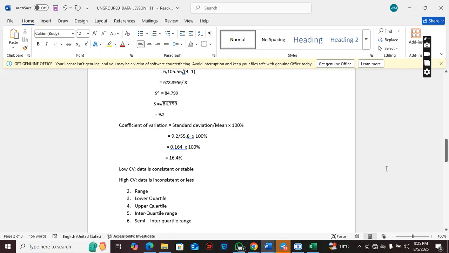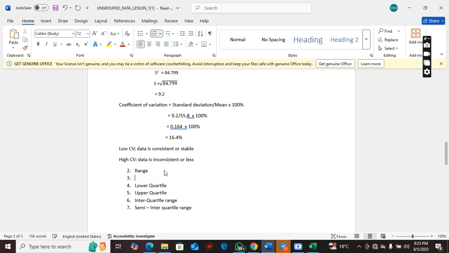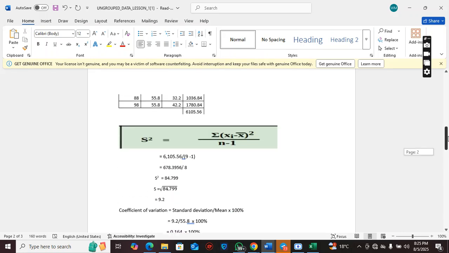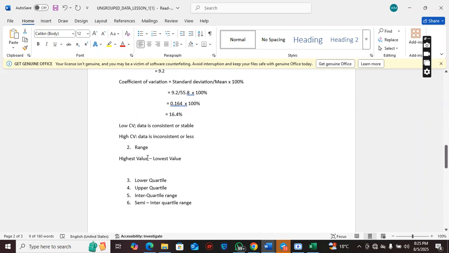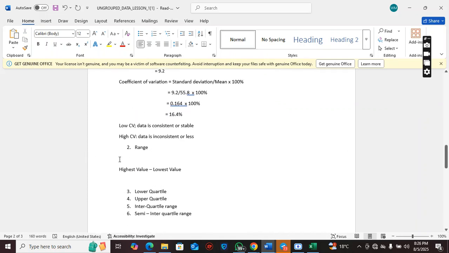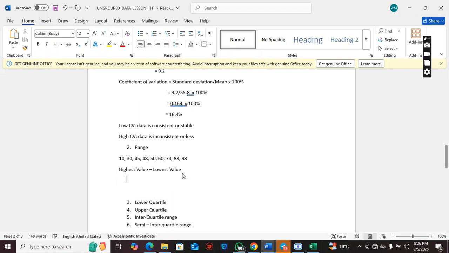Okay, we go to part 2. We need to get the range. The range is just your highest value in your data set minus the lowest value in your data set. So if we bring our data set here, these test results, our highest value is 98 minus lowest value 10. So we have a range of 88. There is a wide distance between the highest value and the lowest value.